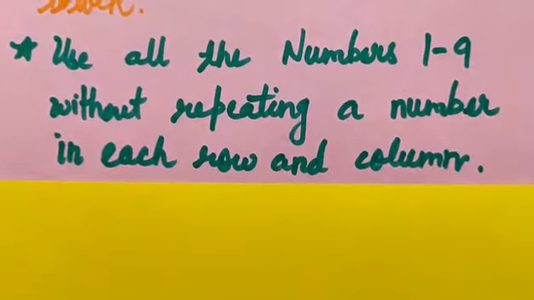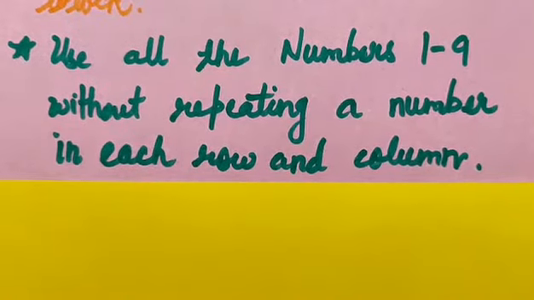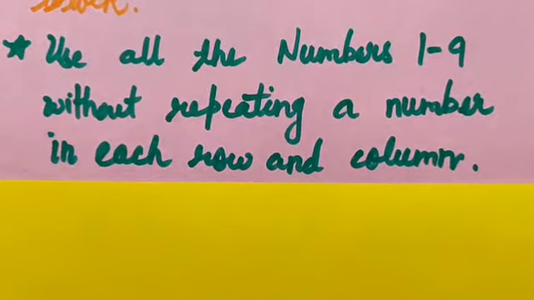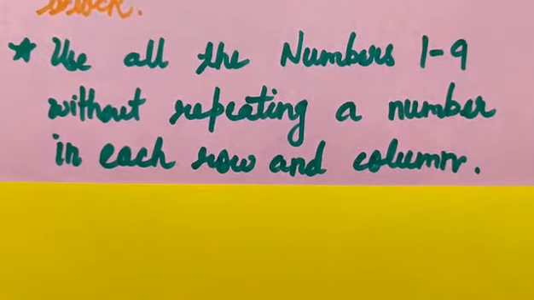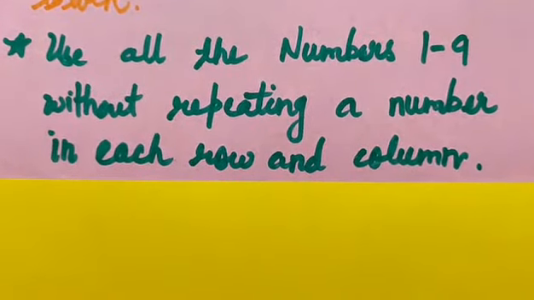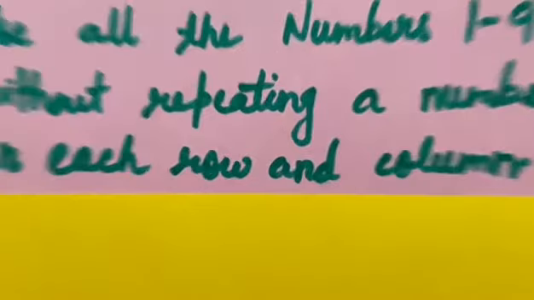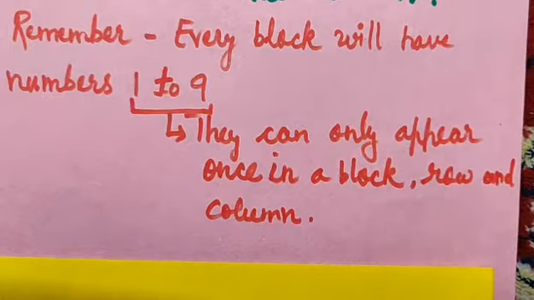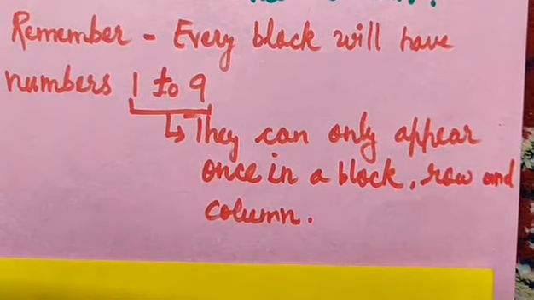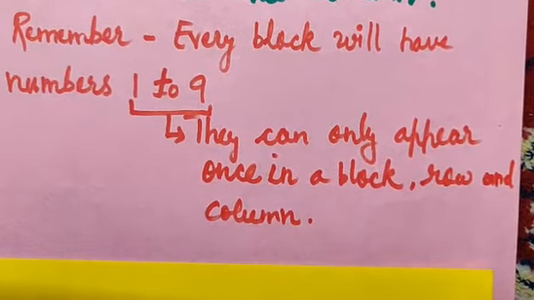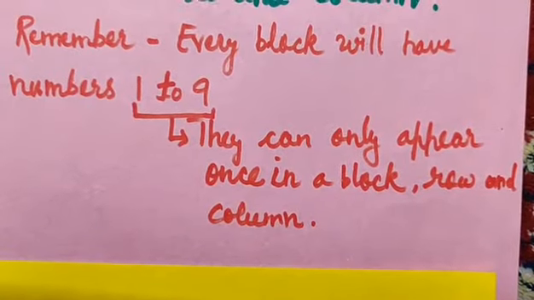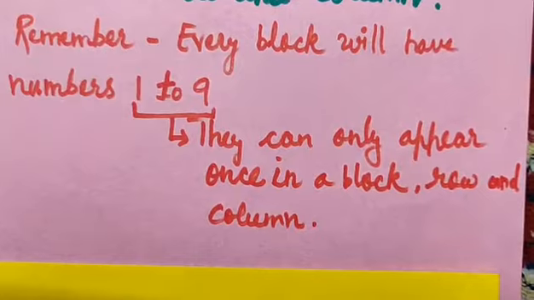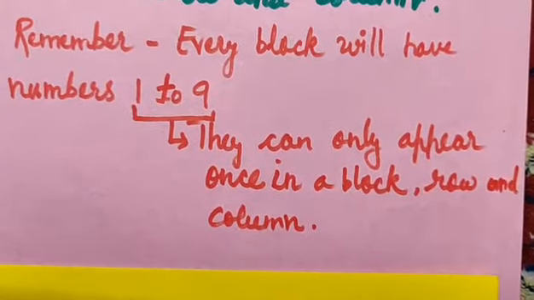Now let us see the second point. Use all the numbers 1 to 9 without repeating a number in each row and column. So children, that means without repeating we have to fill in each row and each column. Remember, every block will have numbers 1 to 9. They can only appear once in a block, row and column. So this is the basic trick which we need to follow while solving a Sudoku. So let us begin with the solution now.